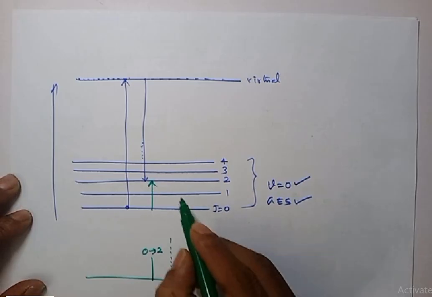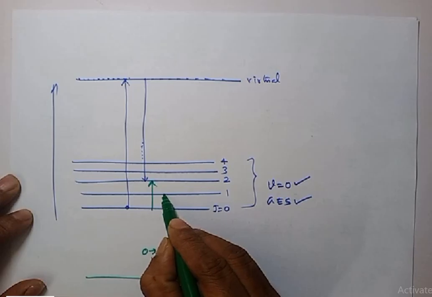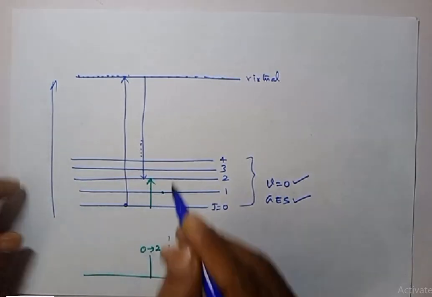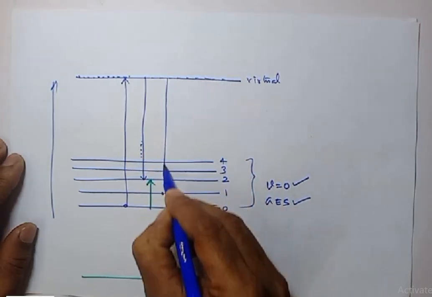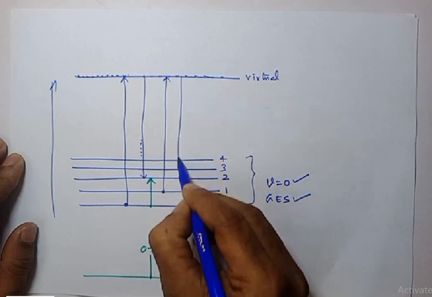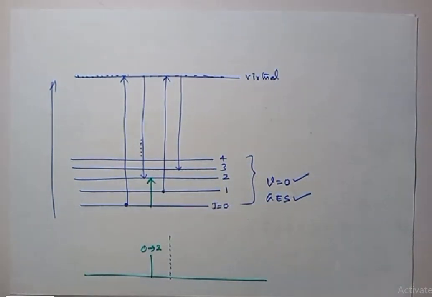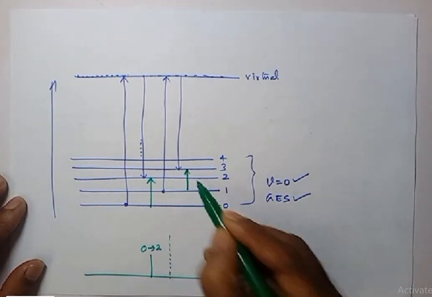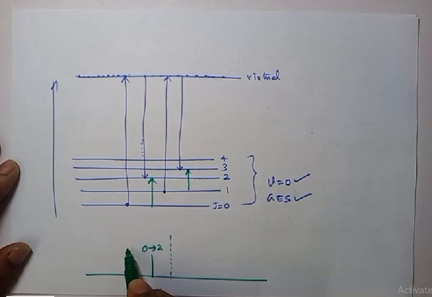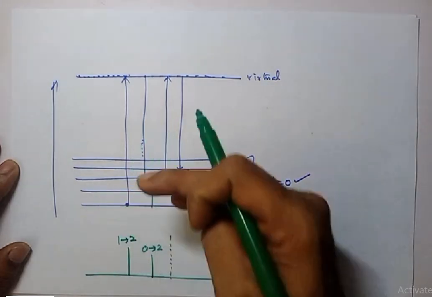Then similarly, a molecule may move from the J equal to 1 level. Let me write here. The molecule absorbs the radiation and can go from the J equal to 1 level to the virtual state and return back to the J equal to 3 level. Right? This transition is what we call the 1 to 3 transition. The 1 to 3 transition appears as Stokes lines because they are starting from the lower level.